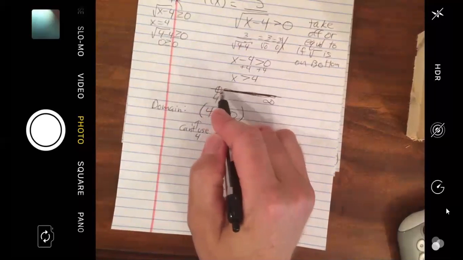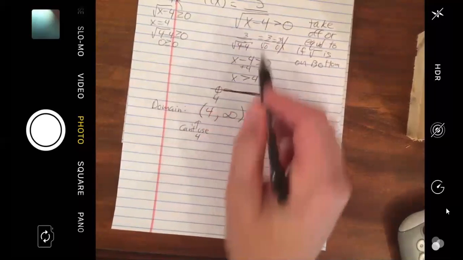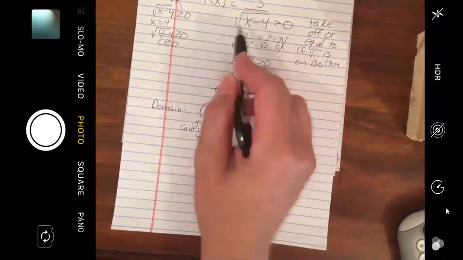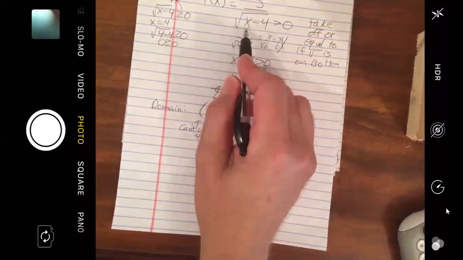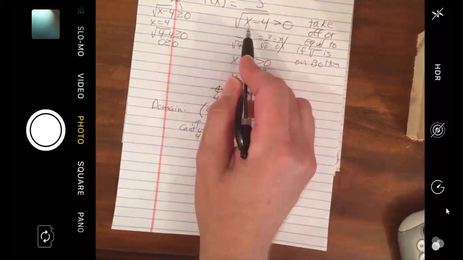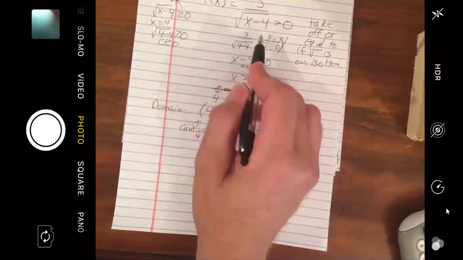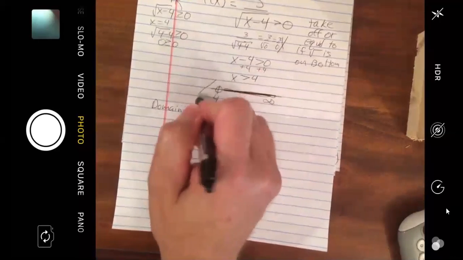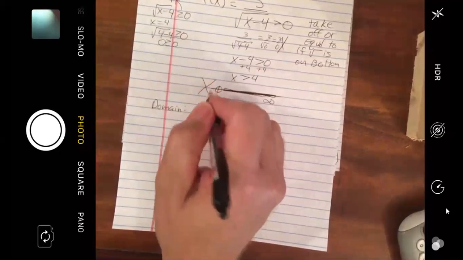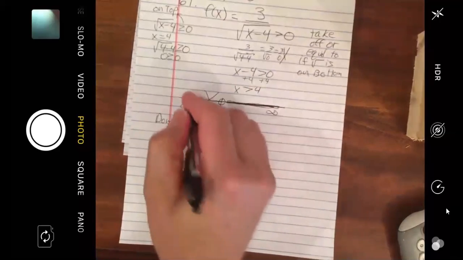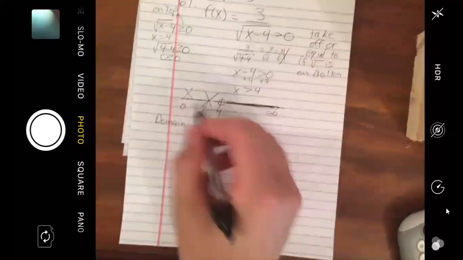It's an open circle on 4, still positive, because you can put in 5 minus 4 is positive, 6 minus 4. But you can't use 3. You can't even use 4. 4 minus 4 is 0. You'd be dividing by 0. 3 minus 4, you're negative. You can't do a square root of a negative. You can't use anything this side, like 3 or 0. 0 minus 4 is negative 4.